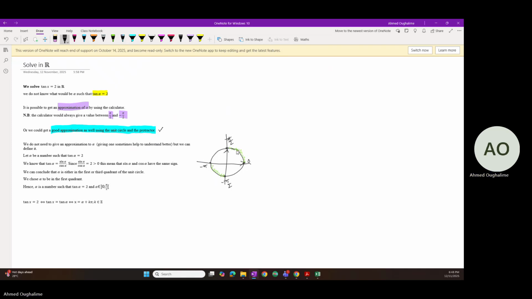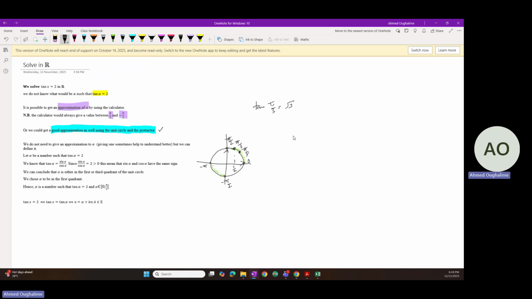I know that tan of pi over 4 is equal to 1, its corresponding point is somewhere here. I know that tan of pi over 3 is equal to square root of 3, so pi over 3 is somewhere here. The tan function is strictly increasing.